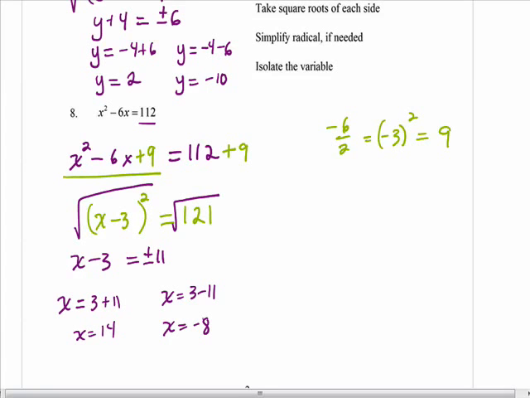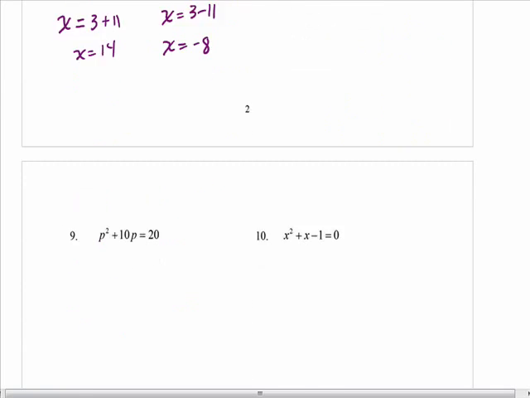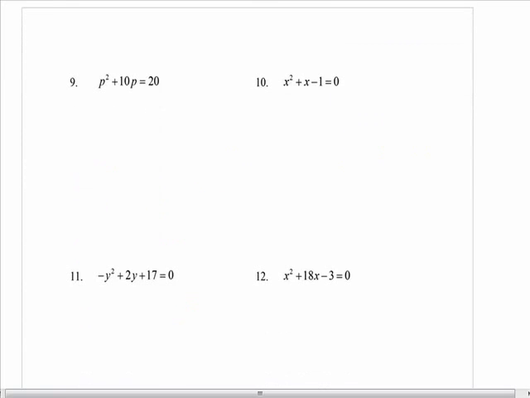All right, turn the page. Let's see what happens when we have to involve a rad. Number 9, same deal. The constant term has already been moved over. Ty, why don't you walk me through this one?